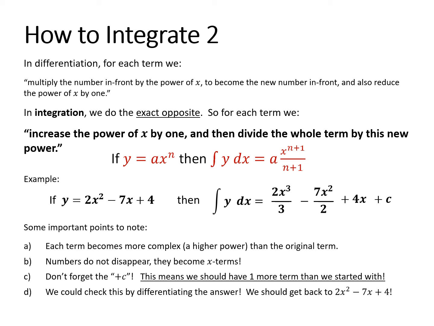And the last thing is we could actually check this answer by differentiating it and seeing if we get back to 2x squared minus 7x plus 4. So that's quite a useful way to check your answers and make sure that you are doing it right. So if we look at the first term, 2x cubed over 3, we'd need to multiply the power by the number in front, it becomes 6, and reduce the power by 1, so it becomes 6x squared over 3. Now 6x squared over 3 is actually 2x squared, so that is correct. And you can work it out for all the others.